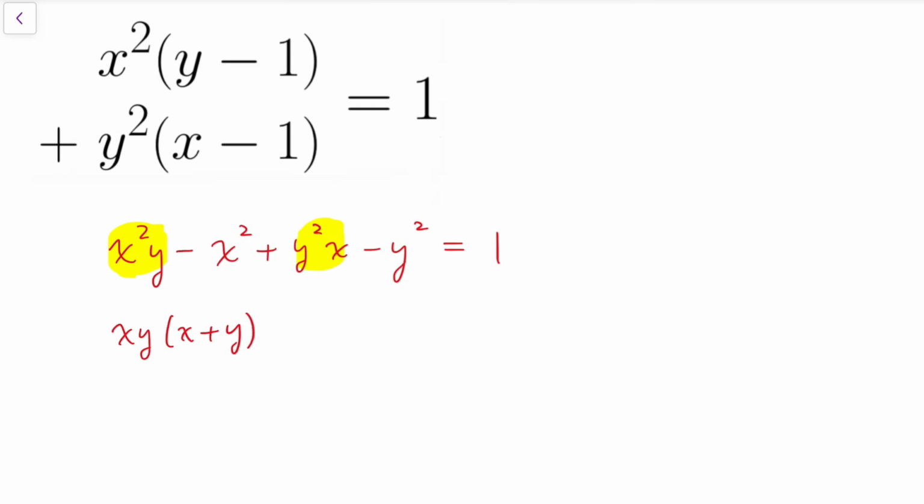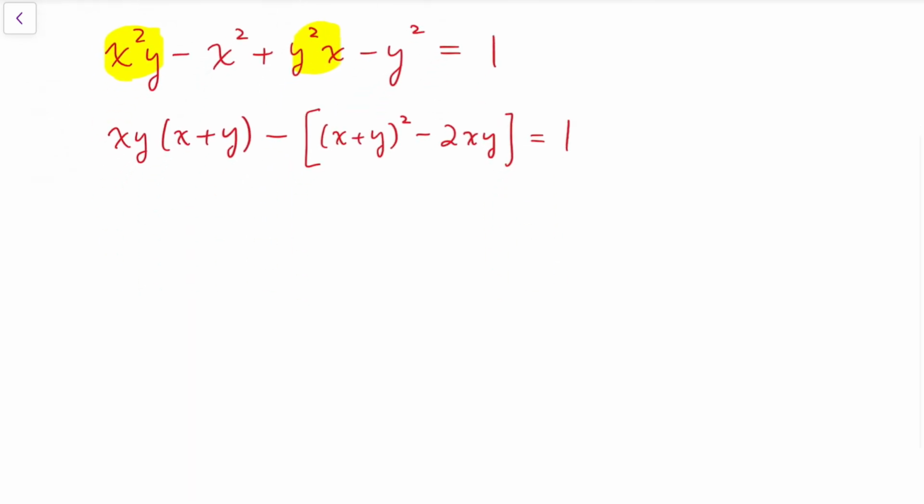Whereas for the remaining two terms, minus x squared minus y squared, I'm going to rewrite that as minus ((x plus y) all squared minus 2xy) from the sum of squares, and that equals 1. Now, the left side of the equation is completely in terms of x plus y and xy.